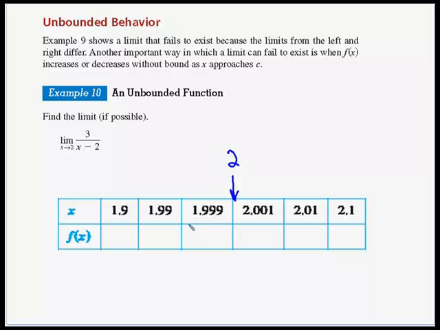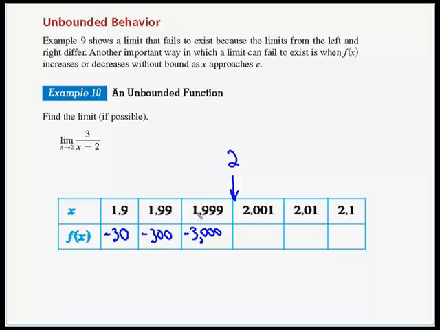And again, we can use our TI-89s. So if we plug this into the y-editor and we check the number 1.9, 1.9 minus 2 is a small negative number, 0.1. 0.1 divided into 3 gives us negative 30. If we plug in the 1.99, 1.99 minus 2 is negative 0.01, and divide that into 3, and we get a y value of negative 300. And we plug in the 1.999, and we get a small negative number, divide that into 3, we get negative 3,000.